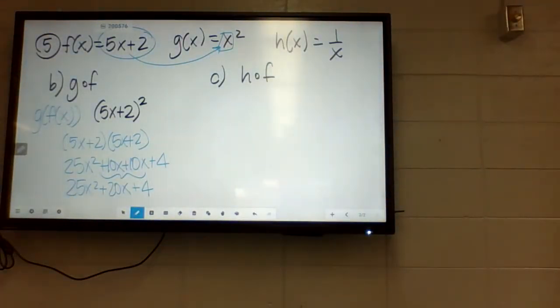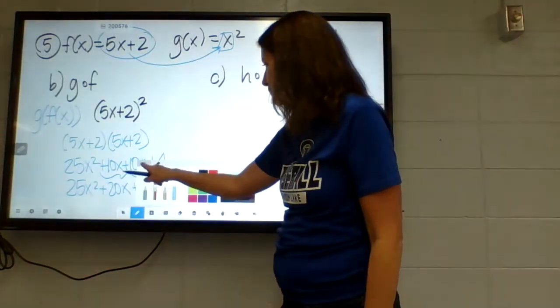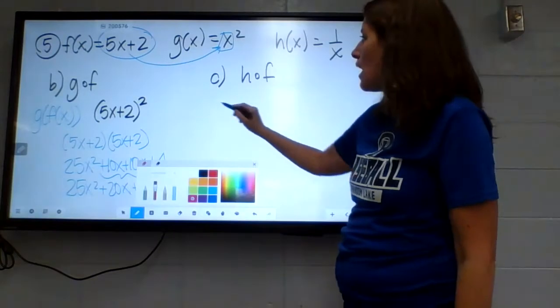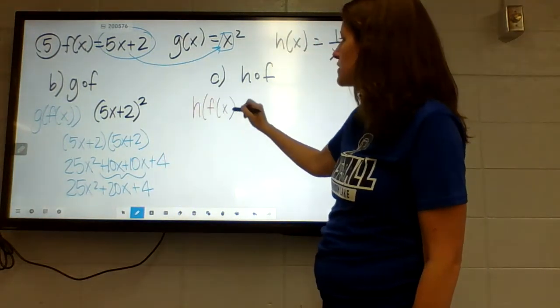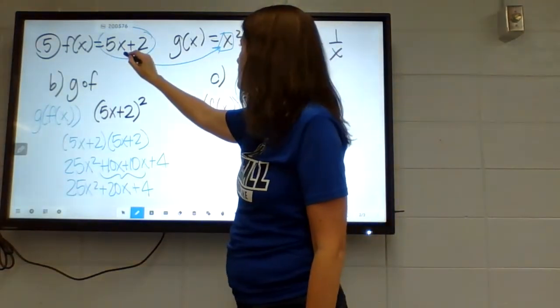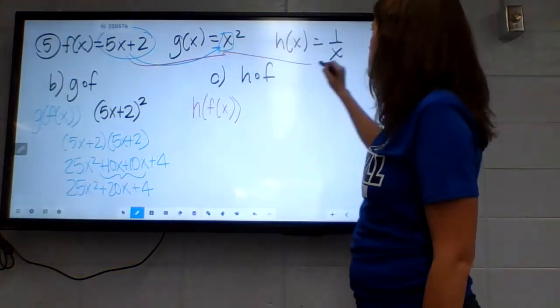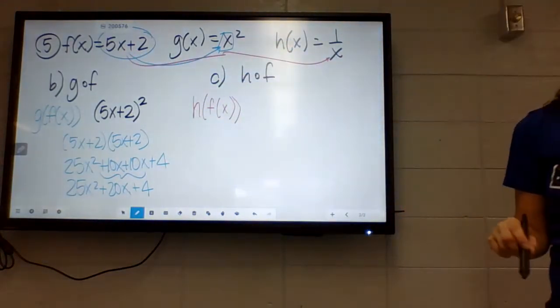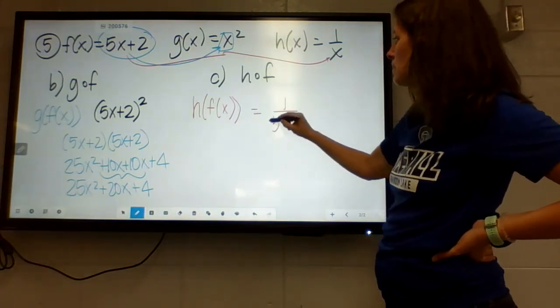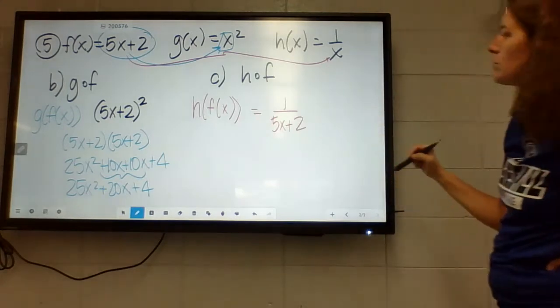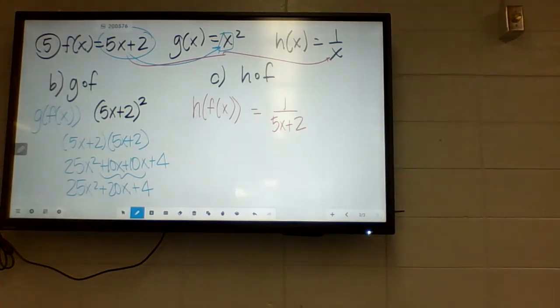And then letter C says h of f. So again, in this case, the f is going into the h. So this is going in here. And so that's just going on the bottom of the fraction. I don't think there's anything else we had to do. It just goes in there.